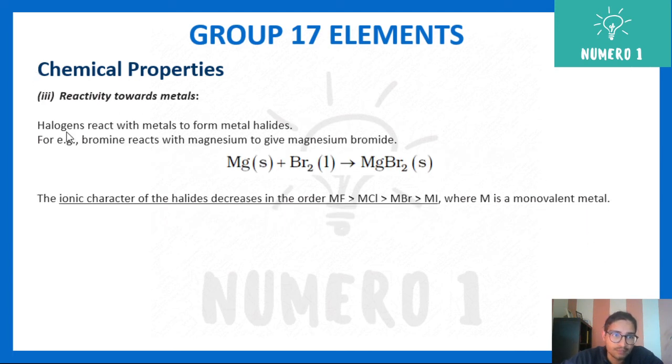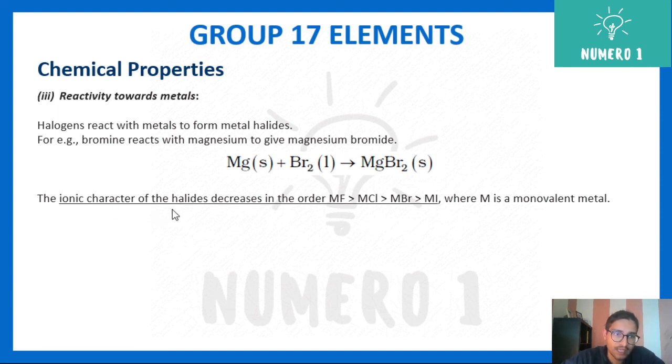Reactivity towards metals. Halogens react with metals to form metal halides. All the metals willingly give electrons and the halogens willingly take the electrons. So bromine reacts with magnesium to give magnesium bromide. Mg will give its electrons to bromine and you will form MgBr2. In the same way, you can also have other monovalent metals: MF, MCl, MBr, MI, where M is any monovalent metal, that is a group 1 element.